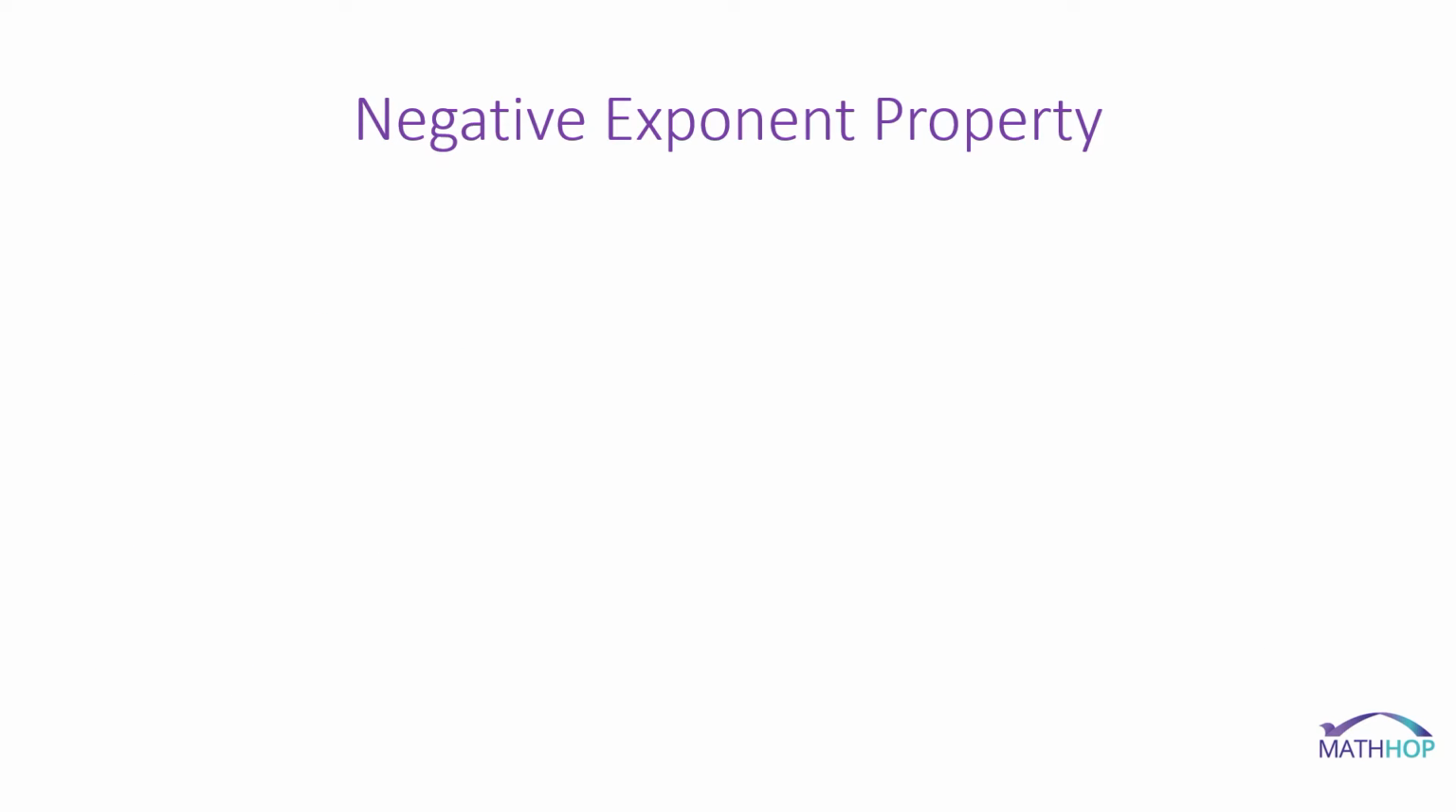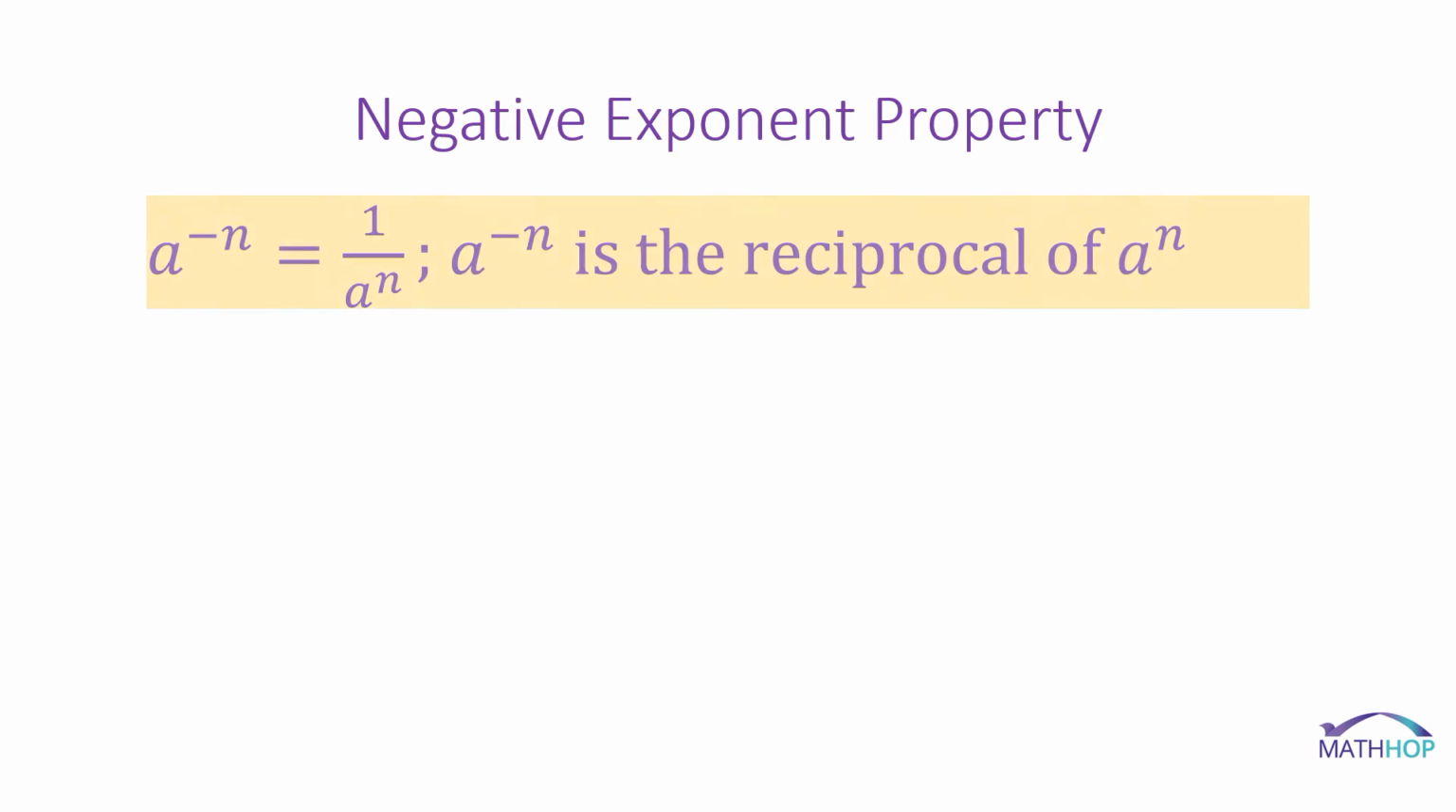Negative exponent property says that if you have a quantity A raised to the -n power, it is simply 1 over A to the positive n. So a to the negative n is the reciprocal of a to the positive n, which we kind of saw in those last two examples. So let's look at one.